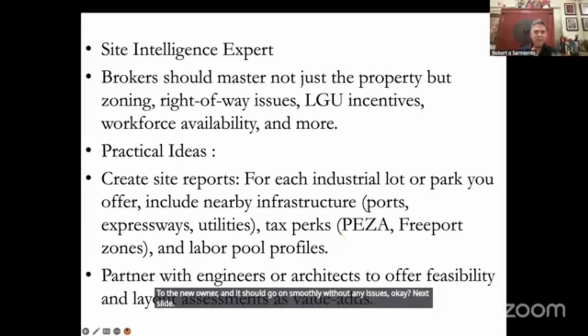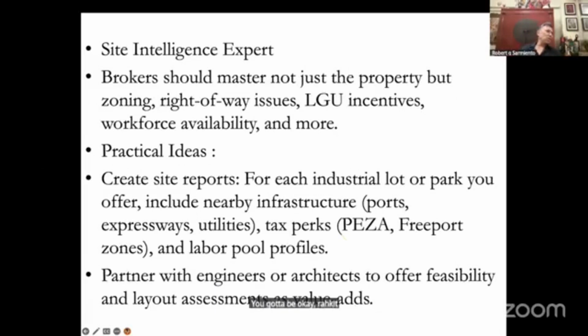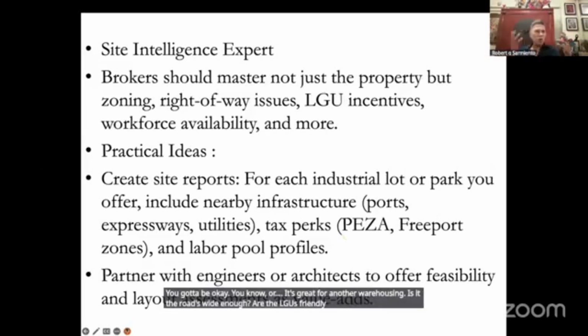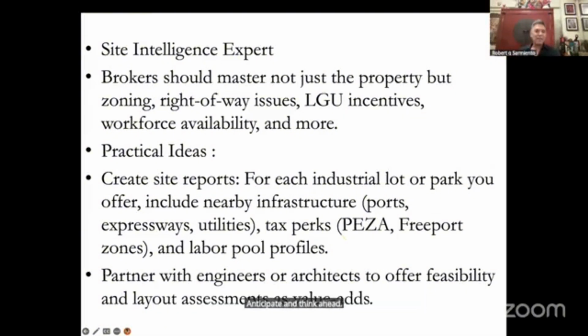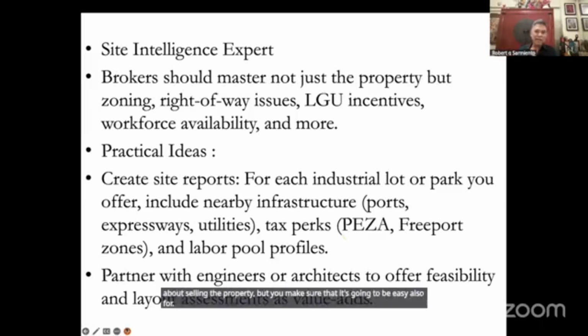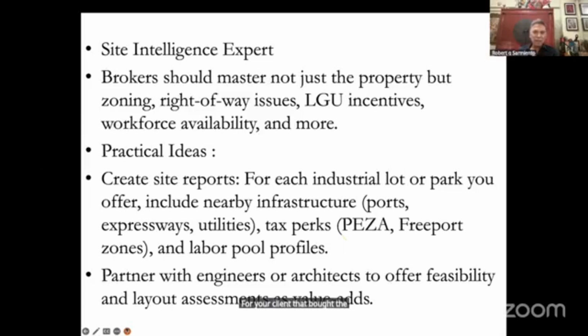You gotta see if the street is great for another warehousing. Is the road wide enough? Are the LGUs friendly there? So all this you should anticipate and think ahead. It's not just about selling the property, but you make sure that it's going to be easy also for your client that bought the property to be able to use the land for what they purposely bought it for. All right.